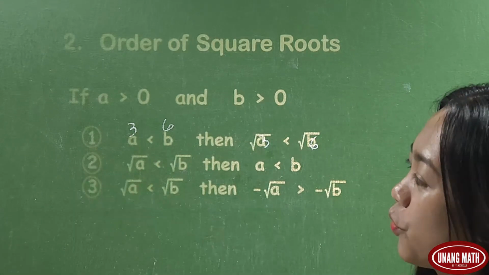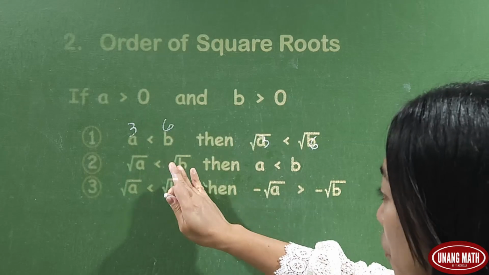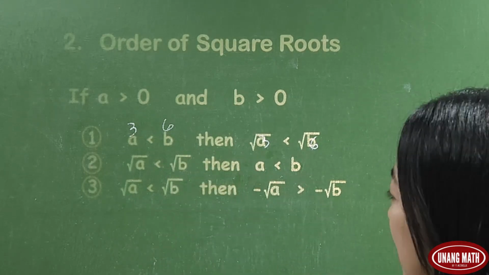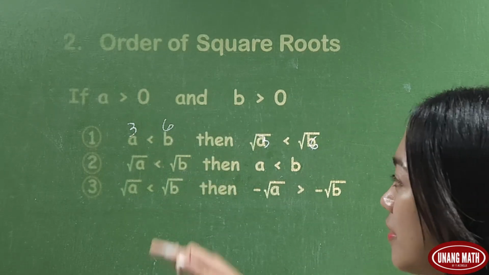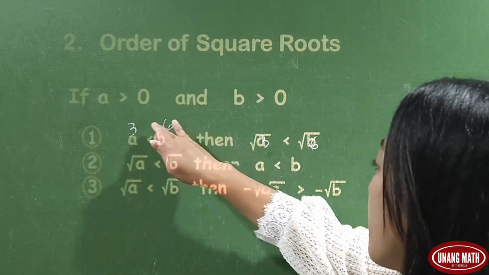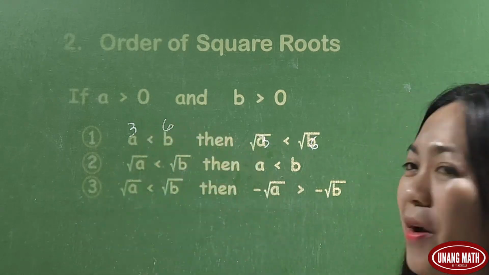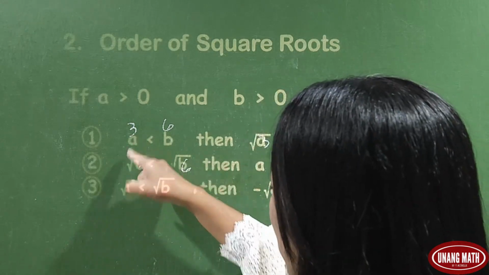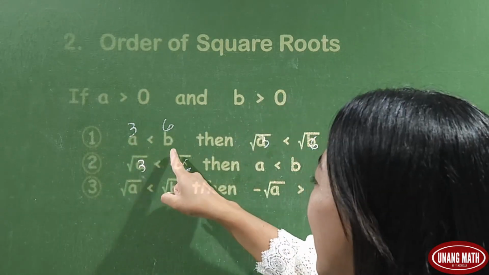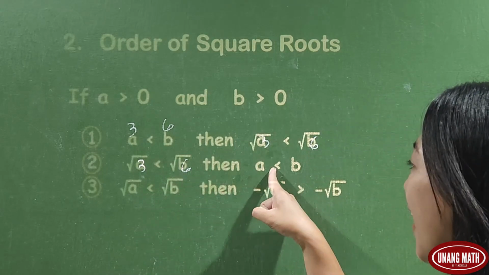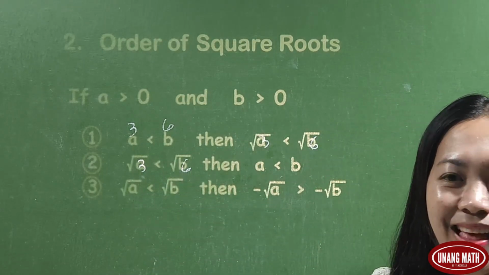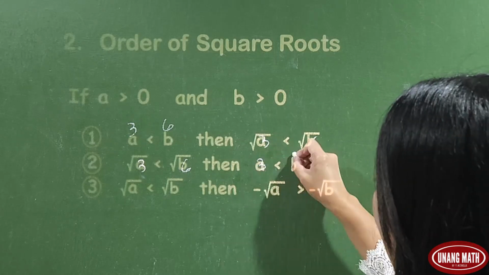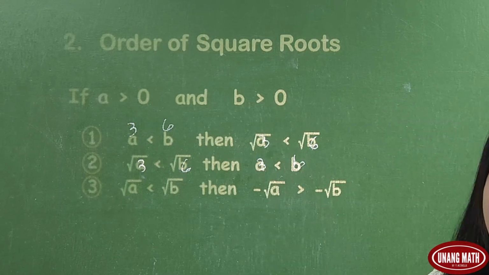Okay, what about number 2? If square root of A is less than square root of B, then A is less than B. So this is like the opposite or the reverse of number 1. So if A is 3 and B is 6, we have square root of 3 is less than square root of 6. Then A is less than B, or 3 is less than 6.